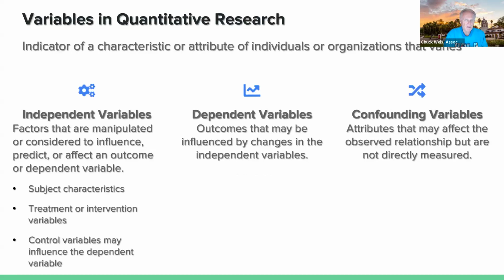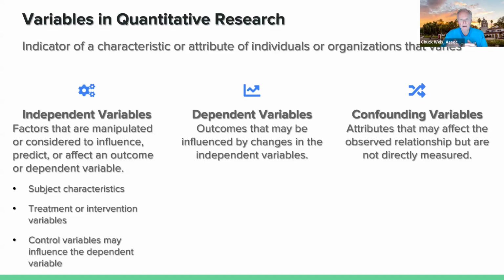So the important thing about quantitative research is the identification of variables. A variable is a characteristic or attribute of an individual or organization that can vary. And so independent variables are things that you can manipulate, like programs, characteristics of your population, of your sample. Control variables are anything that can influence a dependent variable. We'll talk about that more in a minute. A dependent variable is an outcome that can be influenced by changes in the independent variable.